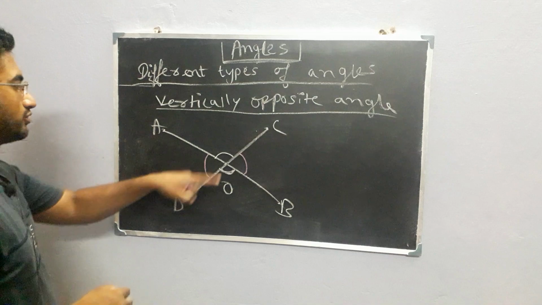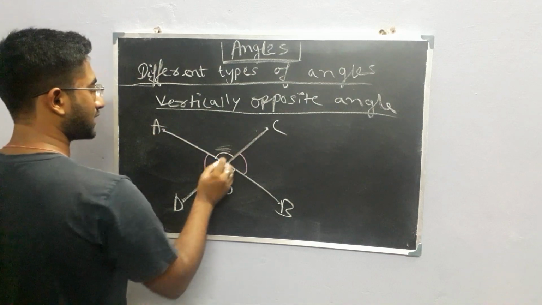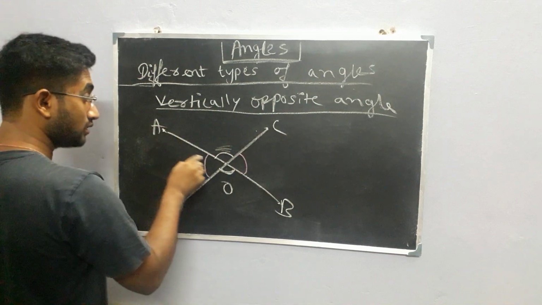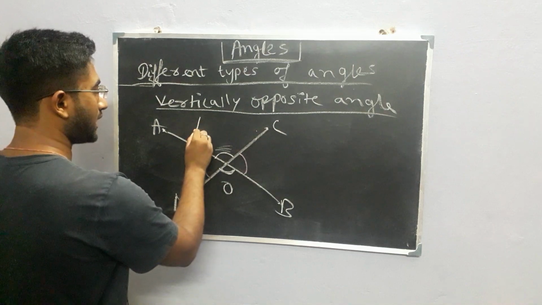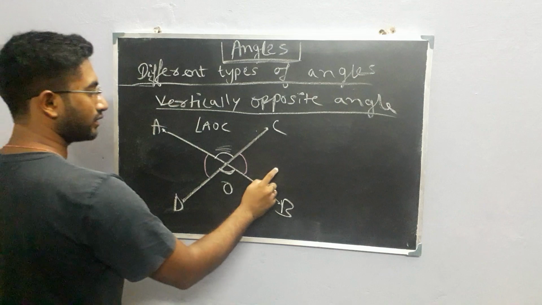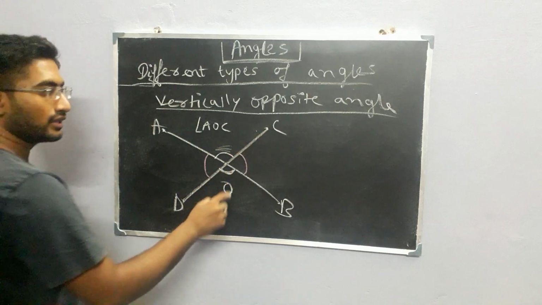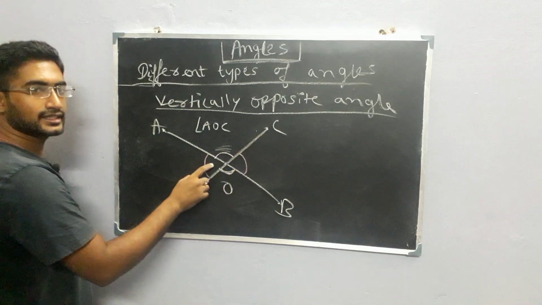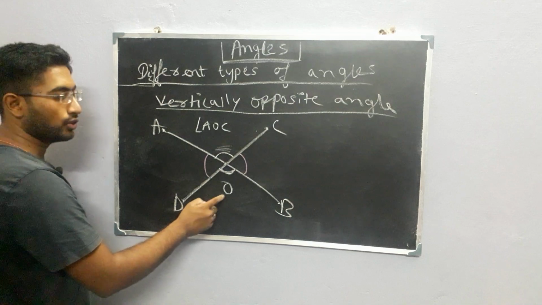Now what is the name of this angle? It's present in this arc, right? So, angle AOC. What is the name of this one? See, you're seeing one thing. All the four angles are present in the same vertex, that is O.